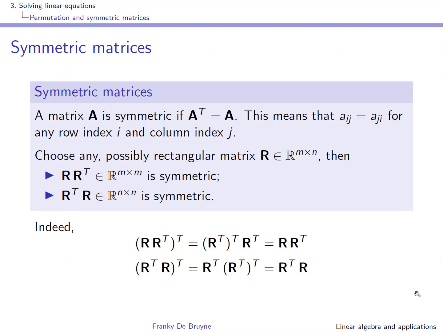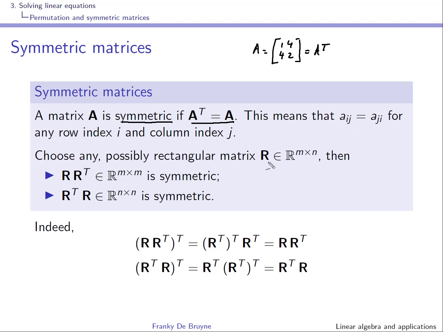A matrix is said to be symmetric if it is equal to its transpose. So A is symmetric if A transpose is equal to A. Let's take an example: this matrix here, 1 2 4 4, is symmetric because it is equal to its transpose. Aij is equal to Aji.